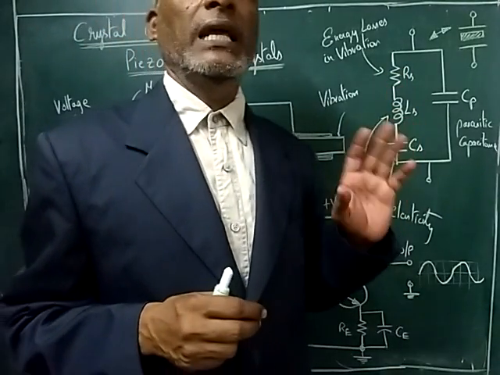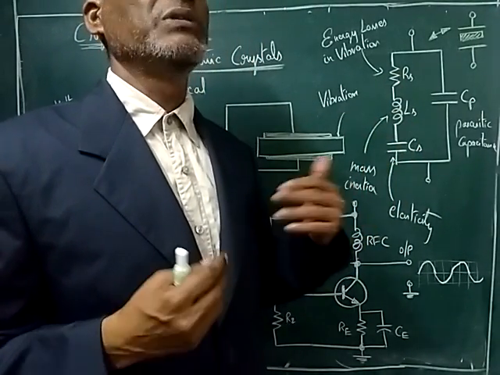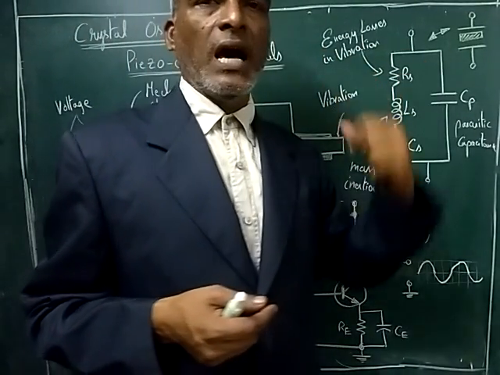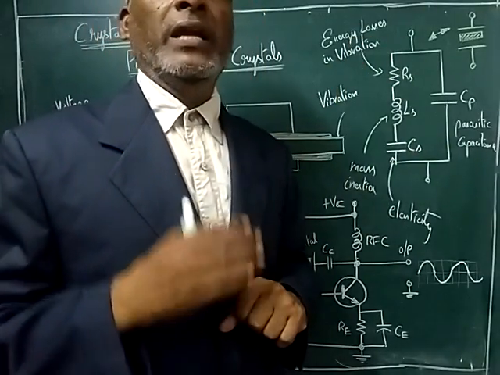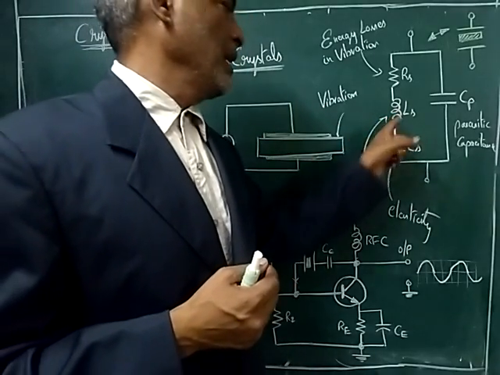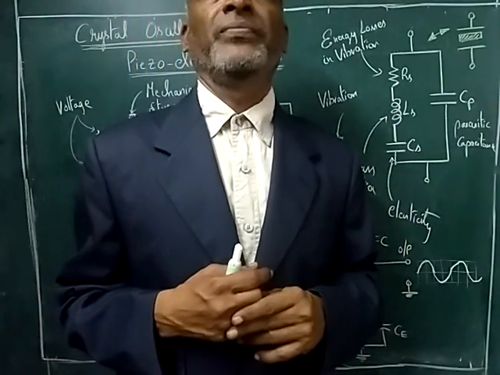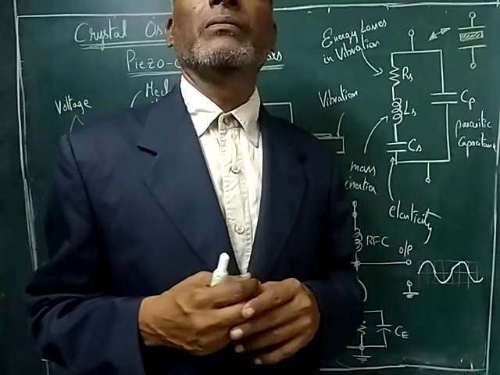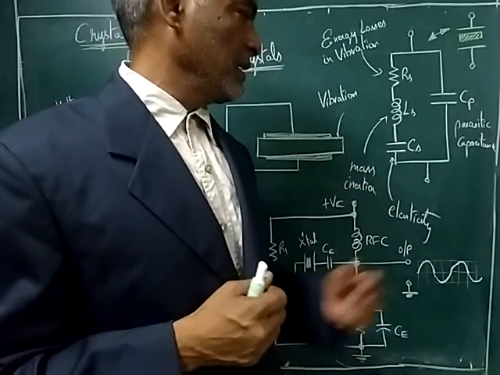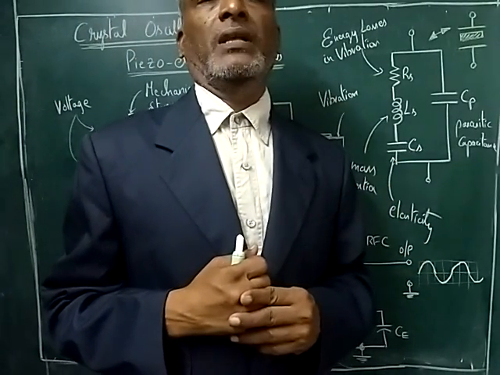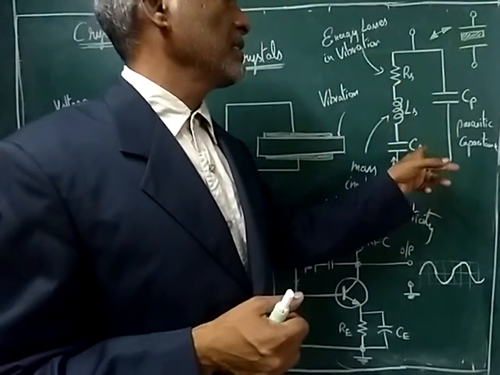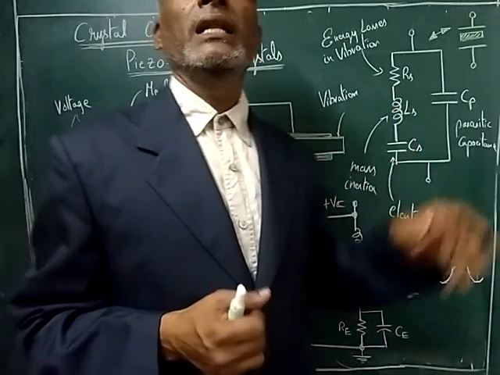Now we have seen the electrical description of the equivalent diagram. Now we will see the mechanical equivalent. Energy losses in vibration are represented by this RS. So this is a mechanical quantity: energy losses because of the vibrating of the crystal. Then we have LS. LS is nothing but mass inertia, the mechanical equivalent for inductance. And finally we have capacitance, which can be equated to elasticity as the mechanical quantity. So these are generally called motional resistance, motional inductance, and motional capacitance.